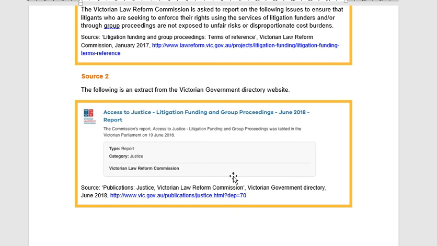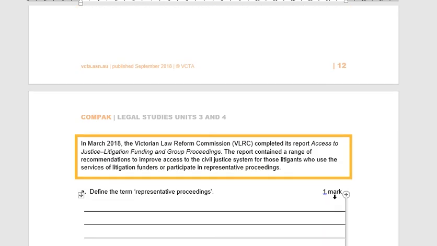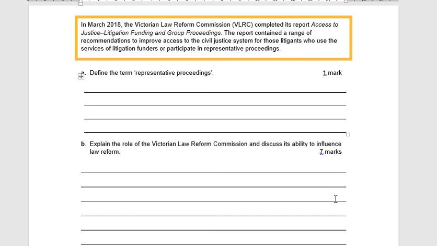And then source 2 is a bit from the website. Okay, and this must be their final report, maybe. So there's a link to their final report once they'd done the investigation. So this will be their findings on litigation funding and group proceedings. So I just need to reference that in my answers.